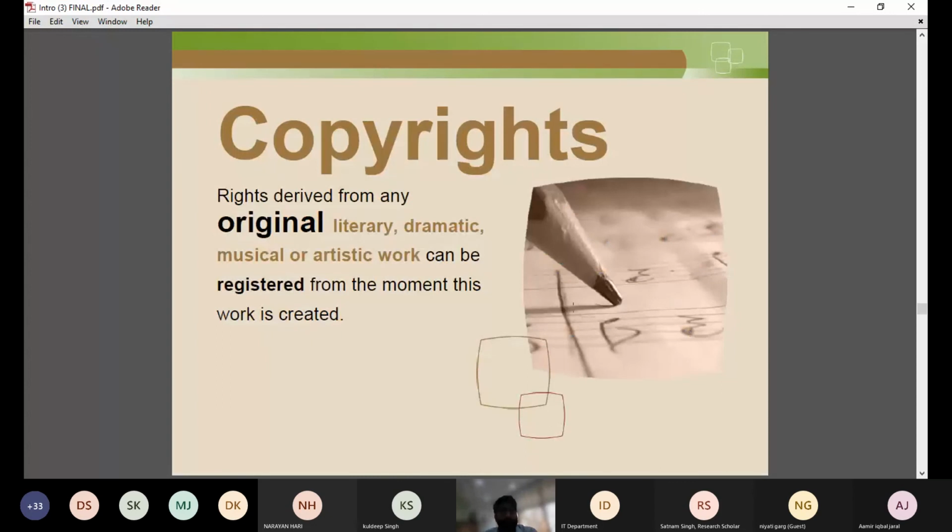Now, the third type of right we have is copyright. Copyrights are basically those rights that are derived from any original literary work, dramatic work, musical work, or artistic work. And these rights can be registered from the moment the work is created. That means the moment you are creating or developing something, it is applicable for protection.